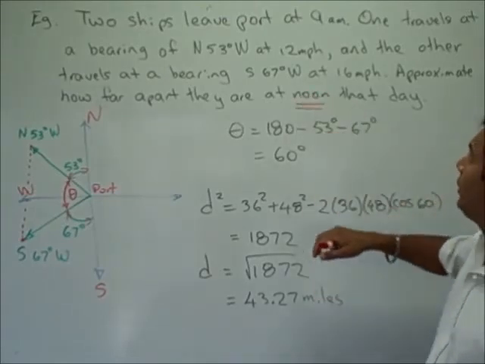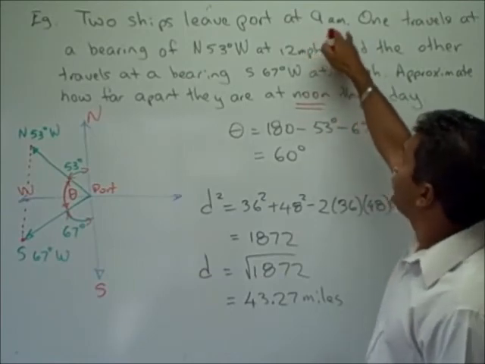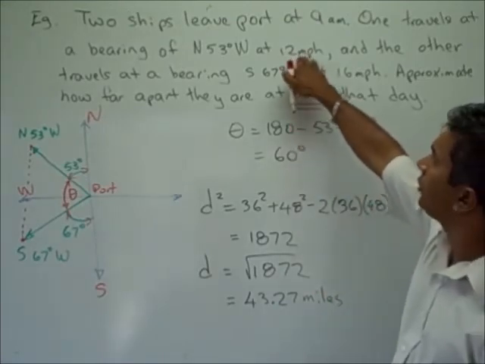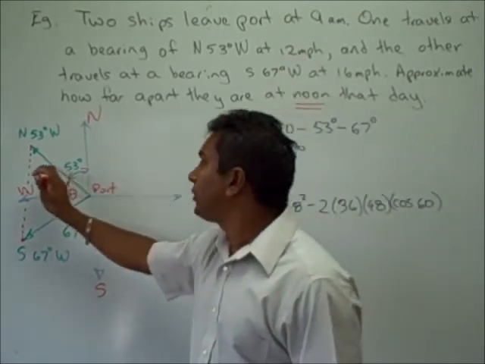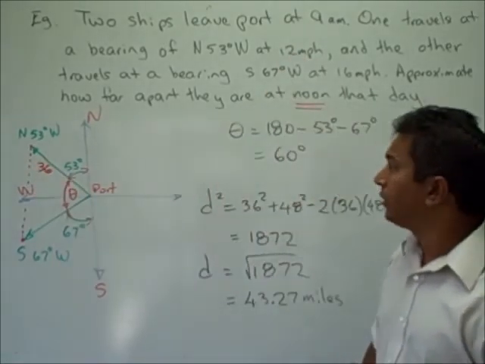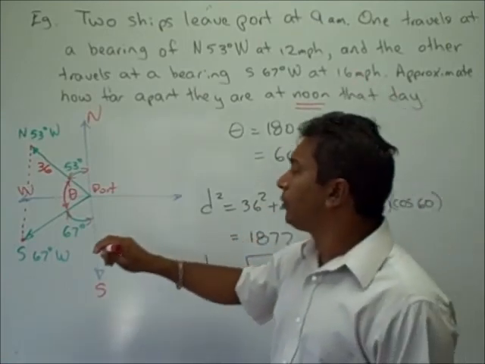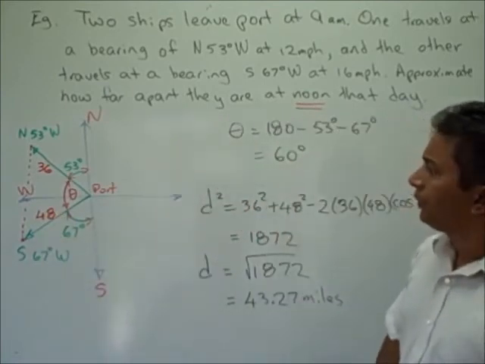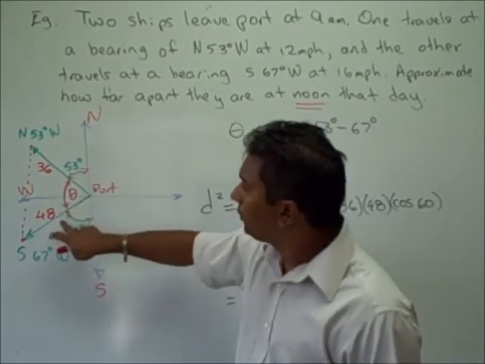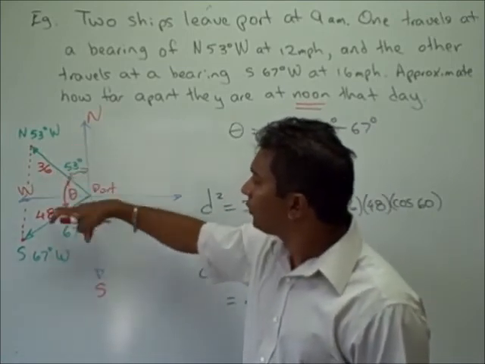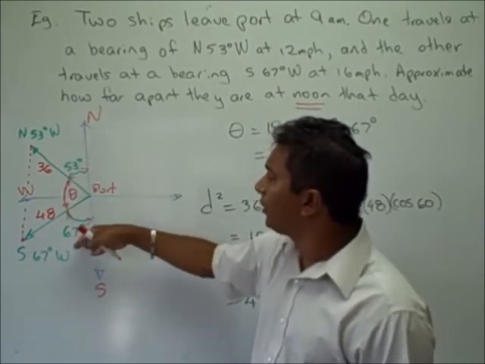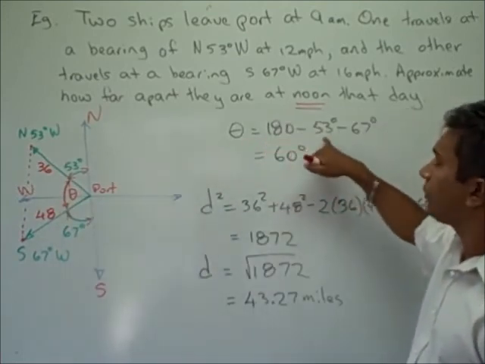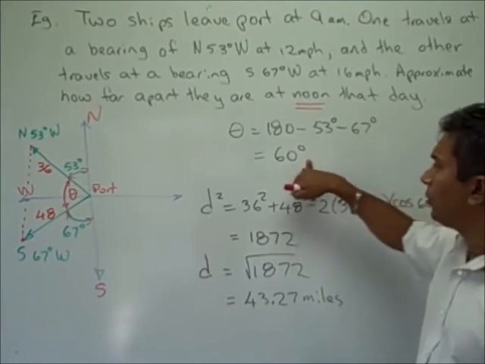Now, telling us that it's noon tells us that it's 3 hours after 9 a.m. So their total travel time is 3 hours. So if we know they're traveling for 3 hours and the first ship is traveling at 12 miles per hour, it travels a total distance of 36 miles. Our second ship travels at 60 miles an hour. In 3 hours, that would be 48 miles. Now, we can find our angle between the two ships here. We know our complete angle on a straight line would be 180, since we have 90 here and 90 here. So to find this angle theta, the angle between the two ships, we could just do 180 minus 53 minus 67, which gives us 60 degrees.